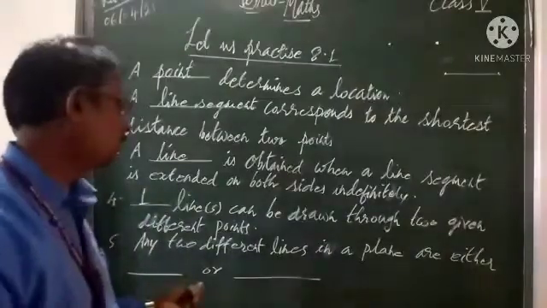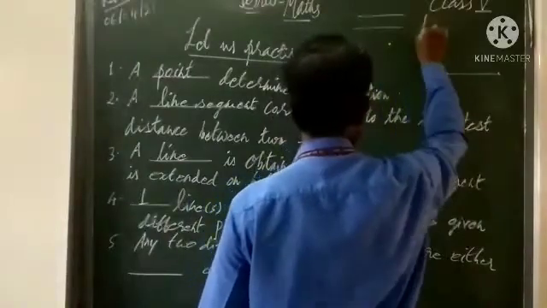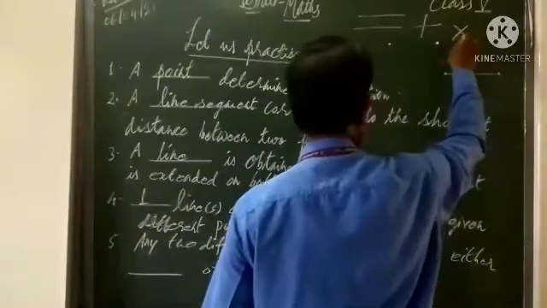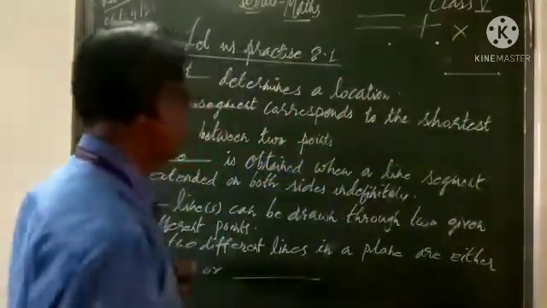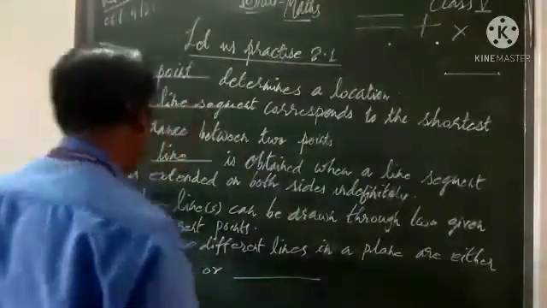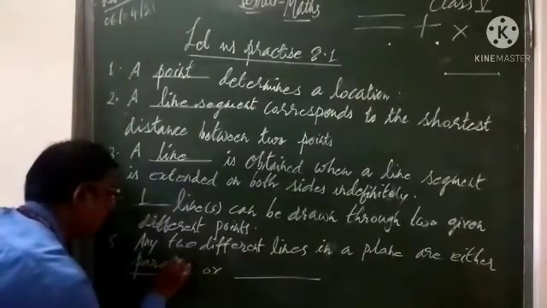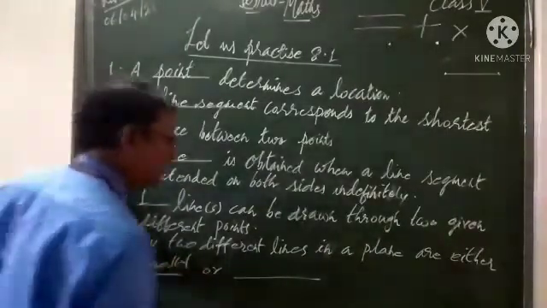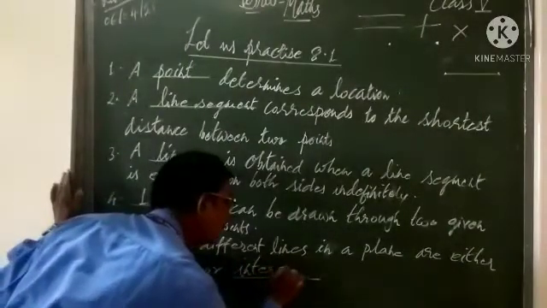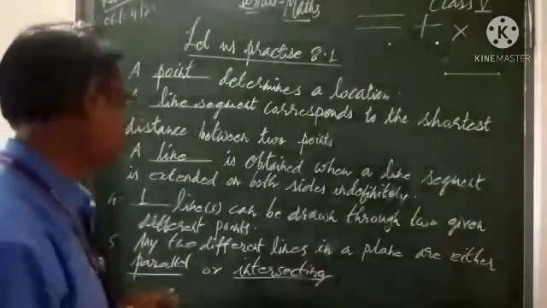Next, fifth one: any 2 different lines in a plane are either dash or dash. For example, this line and this line are either parallel or intersecting. Any 2 different lines in a plane are either parallel or intersecting. So write here the spelling of parallel: P-A-R-A-L-L-E-L. Parallel lines, or we can say intersecting lines.